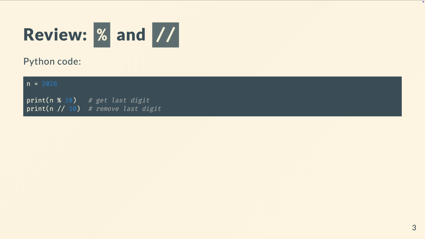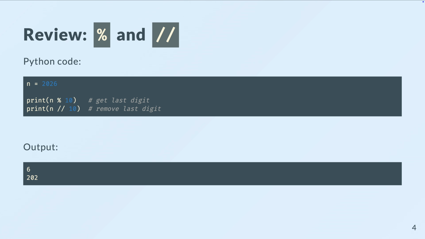Now let's see it in code. We set n to 2026. Then we print n modulo 10, which should be the last digit. Then we print n integer divided by 10, which should drop the last digit. Pause and guess the output. Here's what prints. First, 6. That's the last digit. Then, 202. That's the number after removing the last digit.